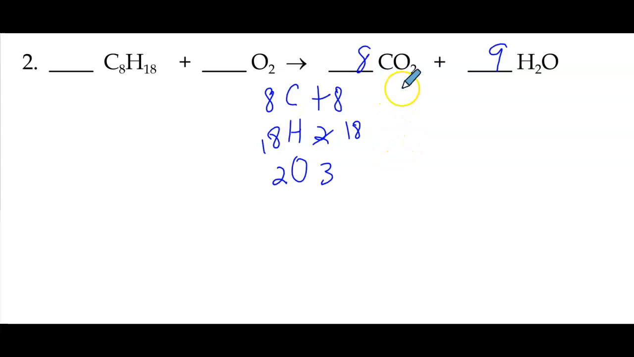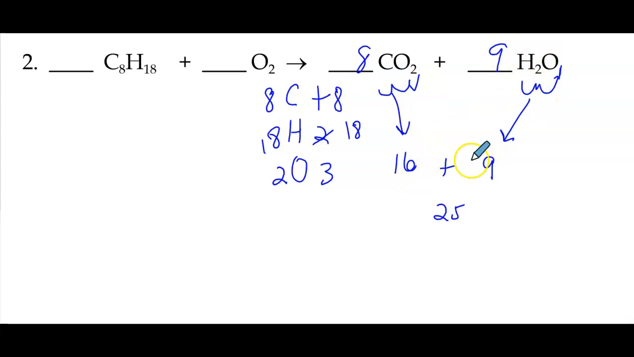Now I want you to look at oxygen. I want you to look at this part of oxygen here, okay? And I want you to see 8 times 2. From this, I get 16. And this part of oxygen here, I get 9 because remember there's a 1 here. So from here, I get 16. From here, I get 9. So in total, I'm going to have 25 oxygens I need on this side. Let's look at that again. 8 times 2 is 16. 9 times 1 is 9. 16 plus 9 is 25. Now I need 25 on this side. Now I'm going to put a number here that gets me to 25.